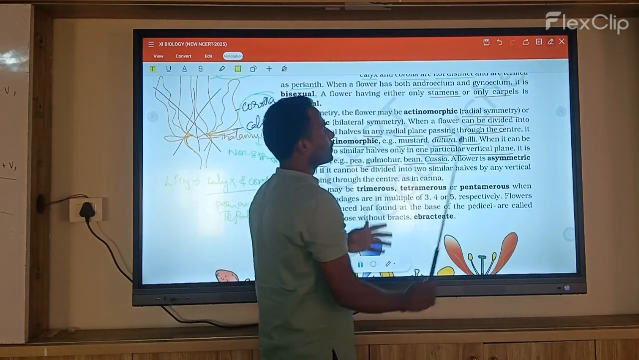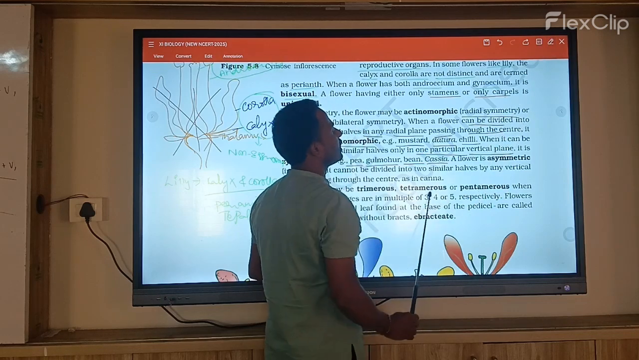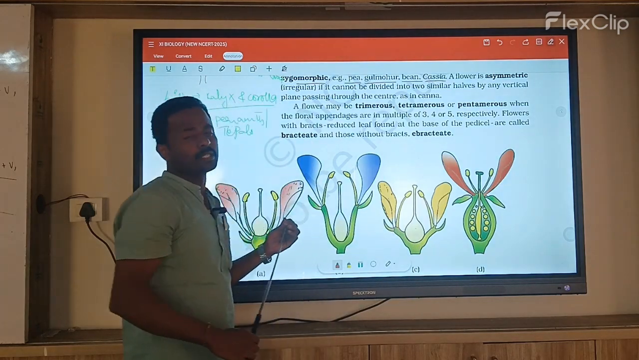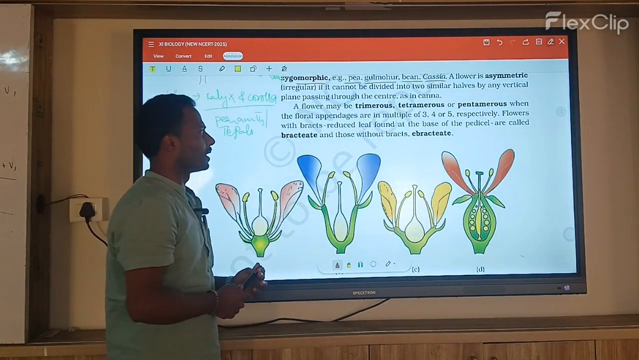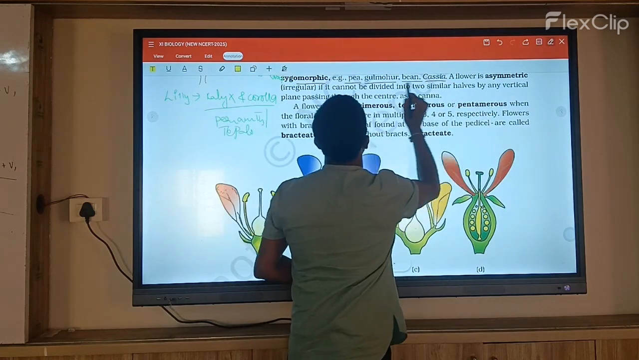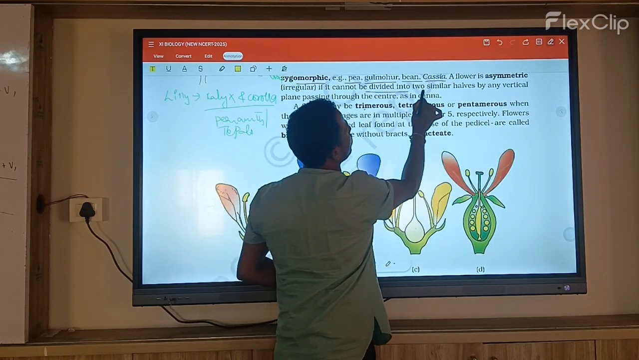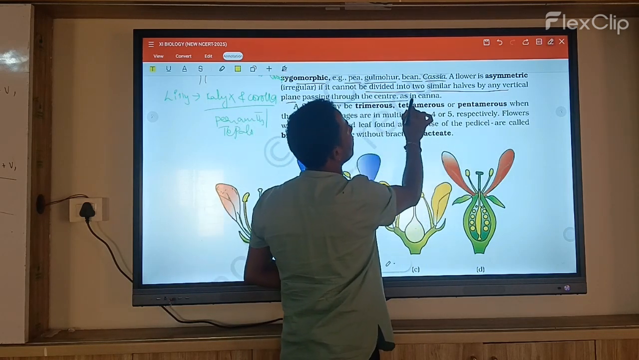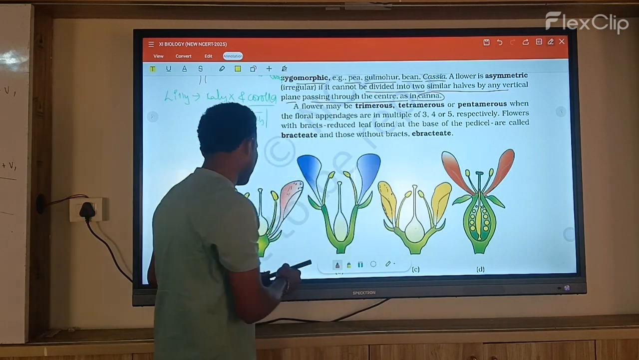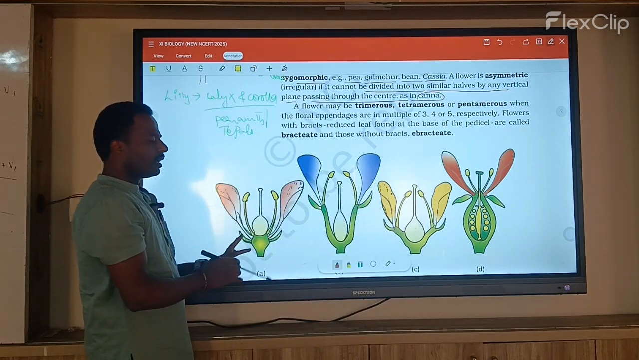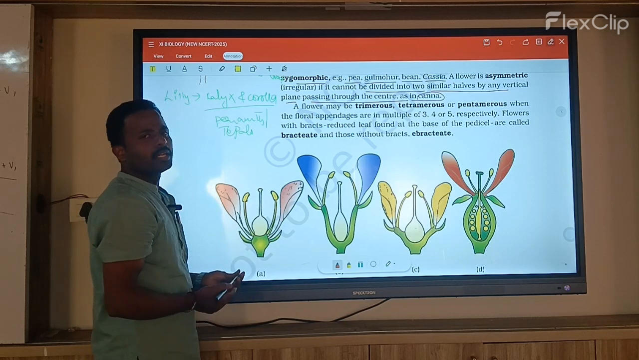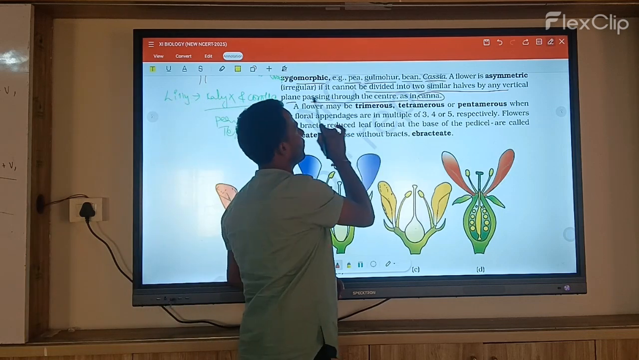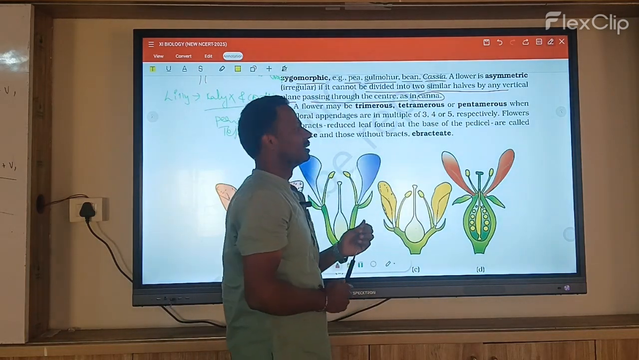And then the next one, asymmetrical flowers. What are asymmetrical flowers? They have no possibility of forming two equal parts. An asymmetrical, irregular flower cannot be divided into two similar halves by any vertical plane passing through the center. Example: canna. Take this flower, and in whatever manner you cut it, it does not form two equal parts. Such flowers are called asymmetrical flowers. Example: canna.